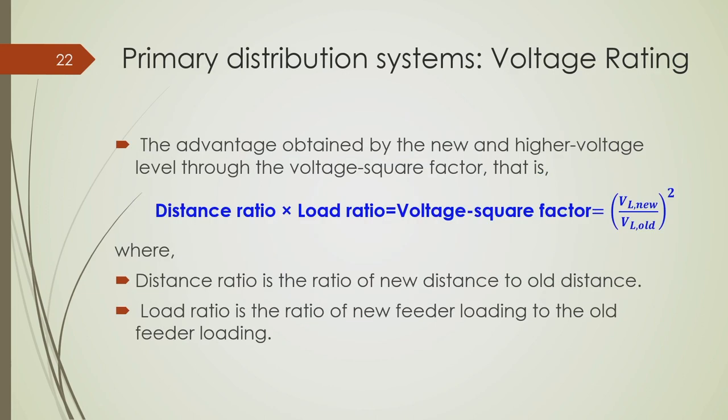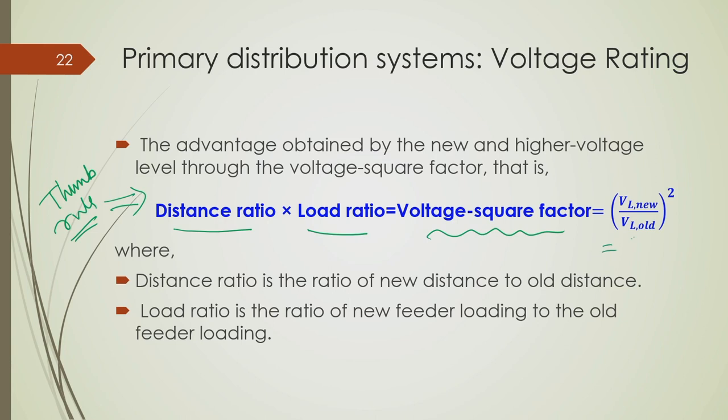Okay. So, this is a thumb rule, which is basically distance ratio multiplied by load ratio is the voltage square factor. So, if you go for upgradation from 11 kV to 33 kV, that means here the numerator will be 33, the denominator will be 11. So, this will be squared. So, that means 9. So, 9 would be the distance ratio multiplied by load ratio.